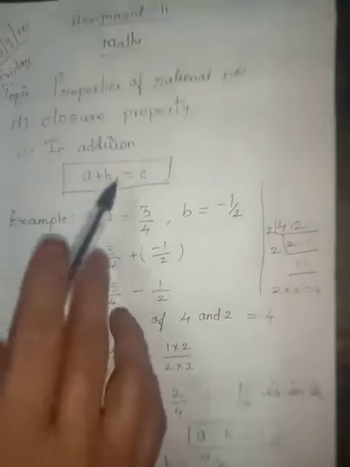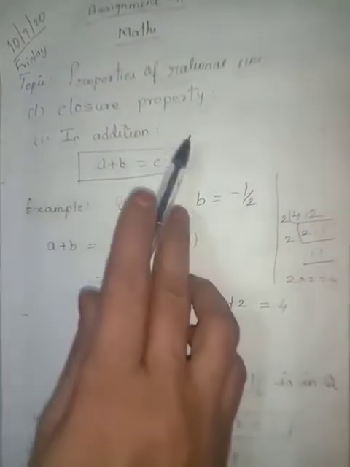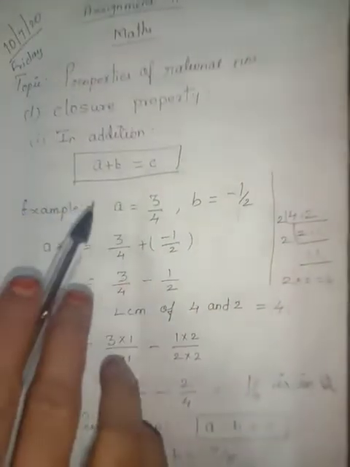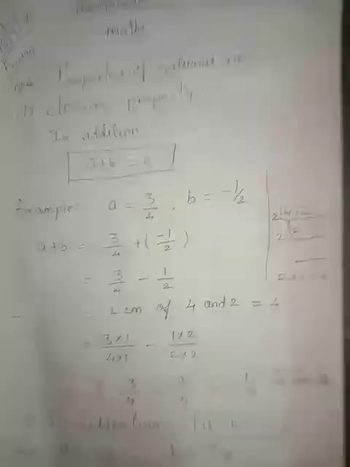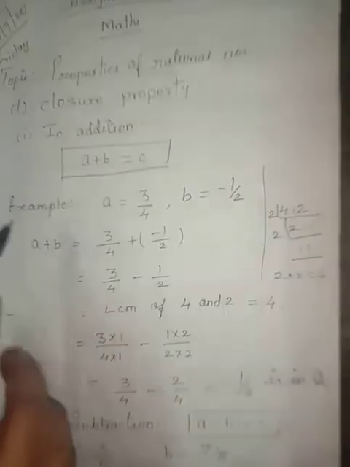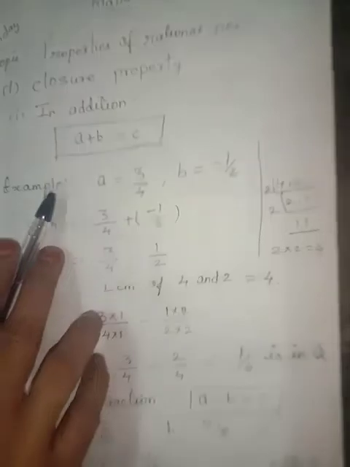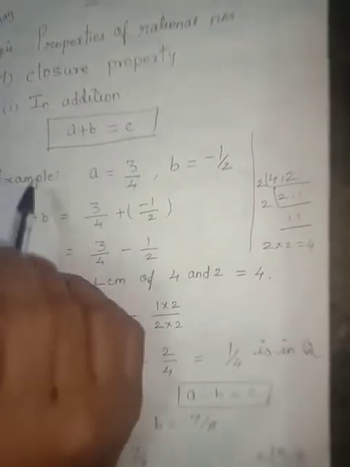It is same as fractions. The first one is closure property. Let me recall this closure property. When you add, subtract or multiply two rational numbers, the result should be a rational number. Let's move on to the first one.